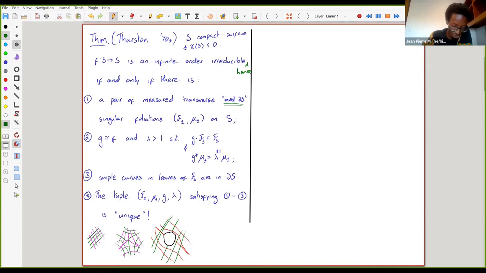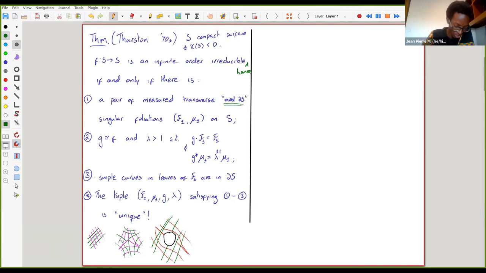So there's a plus leaf and a minus leaf. It sends the plus leaves to the plus leaves and the minus leaves to the minus leaves. And with respect to this local distance, with respect to the plus distances, it multiplies by lambda. And with respect to the minus distances, it divides by lambda. So it sort of looks like a homothety that's stretching by lambda in one direction and shrinking by lambda in the other direction.